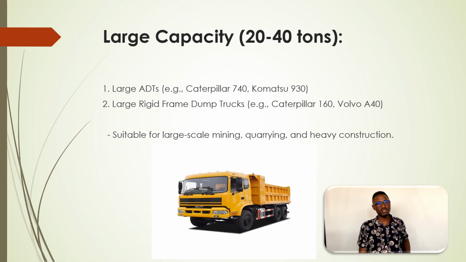We have large capacity dumpers. These range between 20 to 40 tons. For example, number 1, we have large ADTs, e.g. Caterpillar 740, Komatsu 930. Large rigid frame is our number 2, dump trucks, e.g. Caterpillar 160 and Volvo A40. Suitable for large scale mining and quarrying and heavy construction.